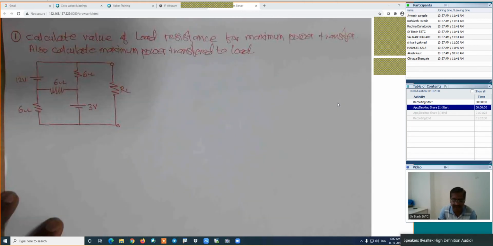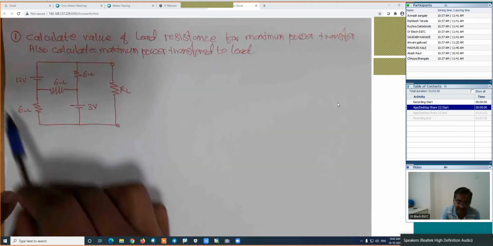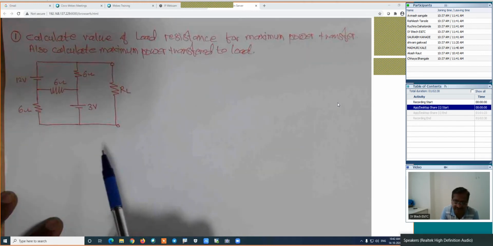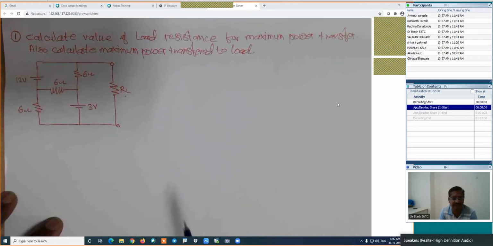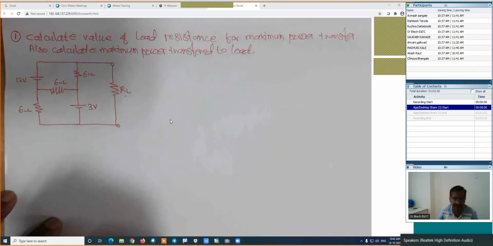Is it right? So first what we will do, we will convert this network into the Thevenin's network, then we will find out the RL and then we will find out the maximum power which is transferred to the load in this particular case. Is it right? So here, I will read the problem: calculate the value of the load resistance for maximum power transfer. If we want to find out the value of load, we must know the source impedance or source resistance. That's why we will convert this complicated network into the Thevenin's equivalent network first.